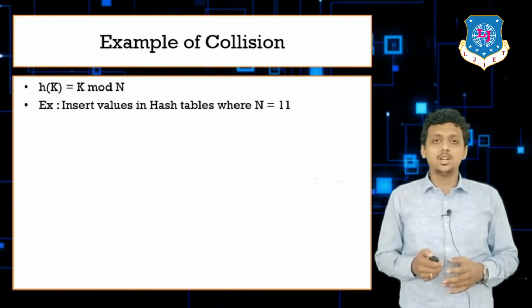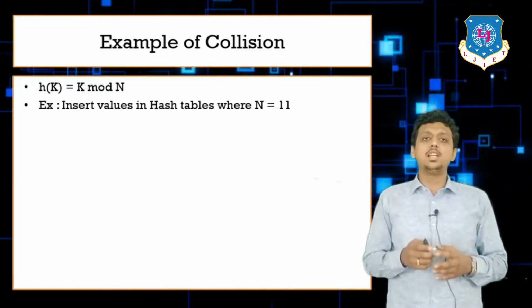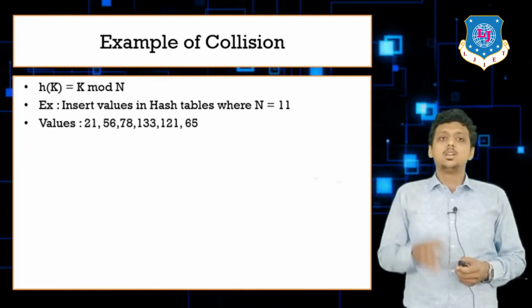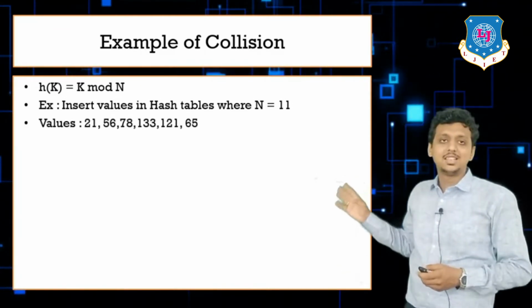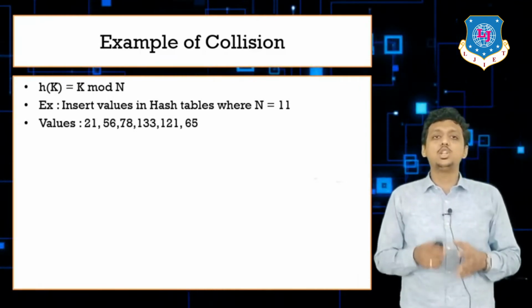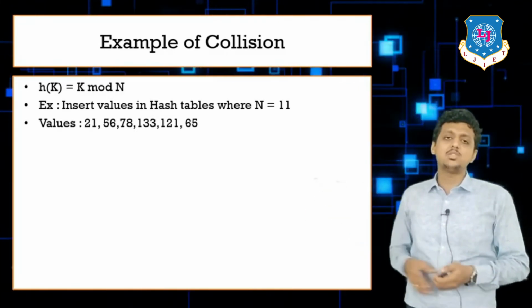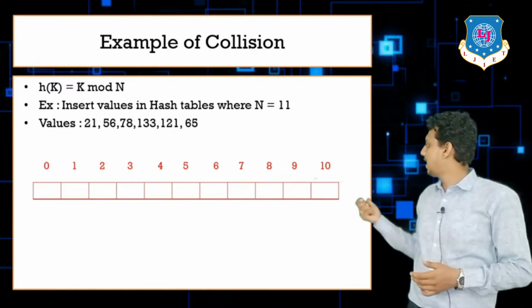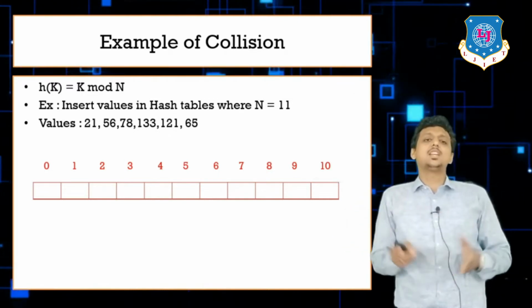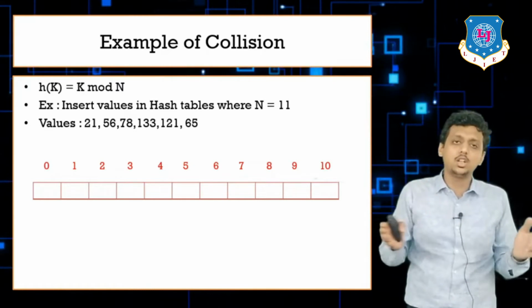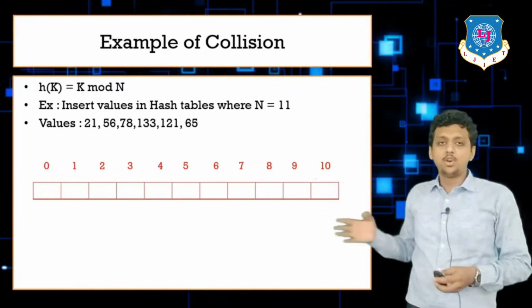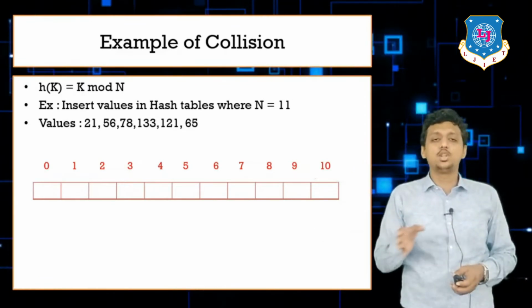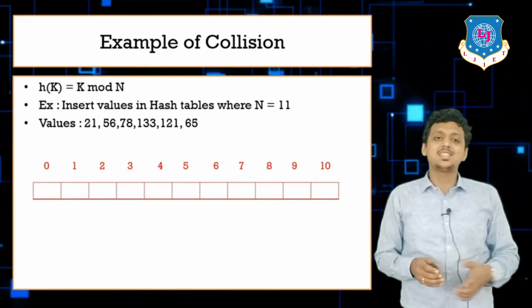Okay, let's take some data that I need to insert, with n equal to 11. So here the hash table size is 11. The values are 21, 56, 78, 133, 121 and 65. If I want to insert these values in a table, how can I insert them? Let's see. Just imagine this is my hash table. This is an array, so I can represent it as vertical or horizontal both. For my convenience I am representing my array in a horizontal line where my index starts from 0 to 10. That shows a total size of 11.